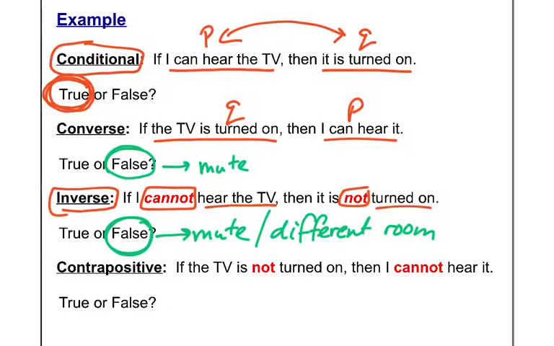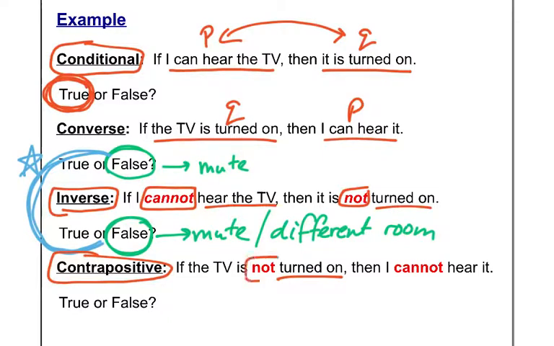Ooh, did you notice that the converse and the inverse have the same truth value, meaning if one was false, the other one's false? That's pretty important. We'll come back to that in a second. Let's go to the contrapositive. Remember, that is if not Q, then not P.